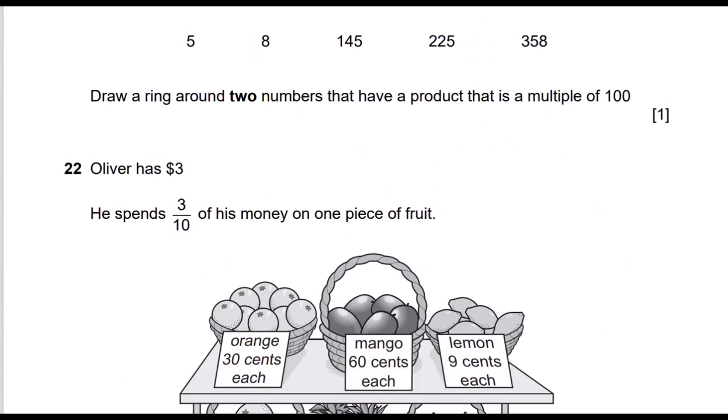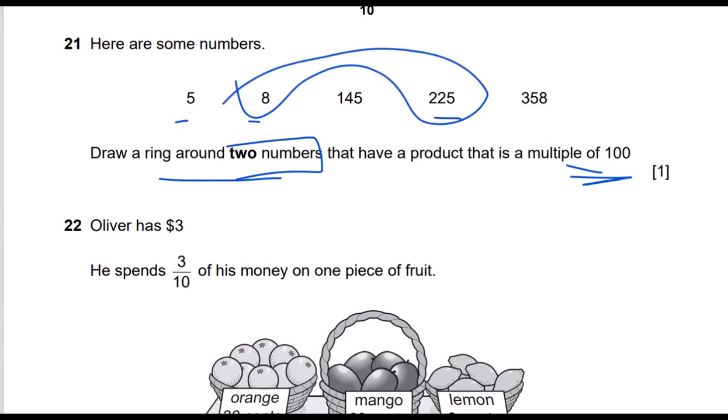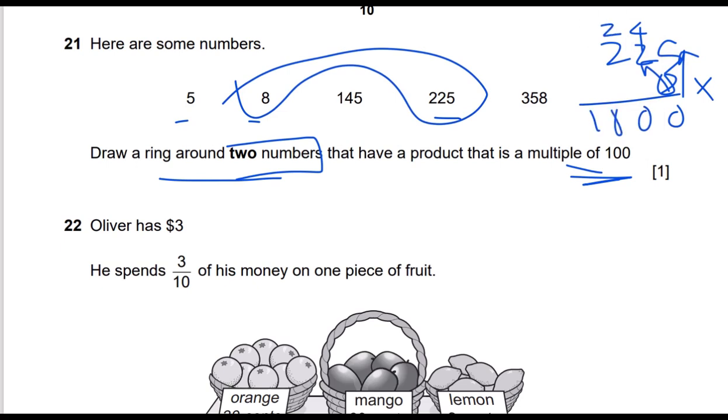Here are some numbers. Draw a ring around only two numbers that have a product that is a multiple of hundreds. A multiple of hundreds should end with 0. So we have 5 times 8, that is less than 100, so 5. Another 5 is this one. Let's try our luck here. 8 times 5 is 40. Since we are not allowed to use a calculator, 8 times 5 is 40, 8 times 2 is 16, plus 4 is 20. So this is it.